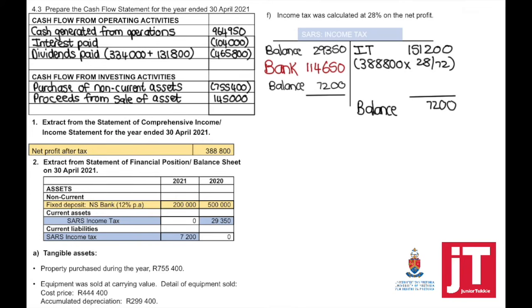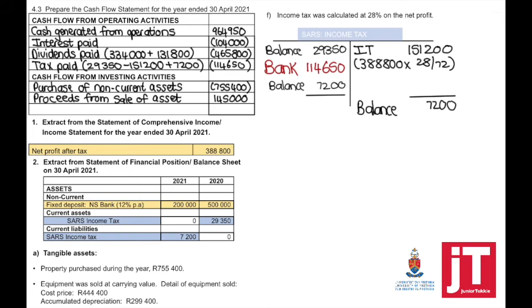So if I want to calculate my tax paid, we take the balance 29,350 minus plus 7,200. And that is your calculation that must be shown in brackets. Tax paid is an outflow, so it must be shown in your final answer in brackets.